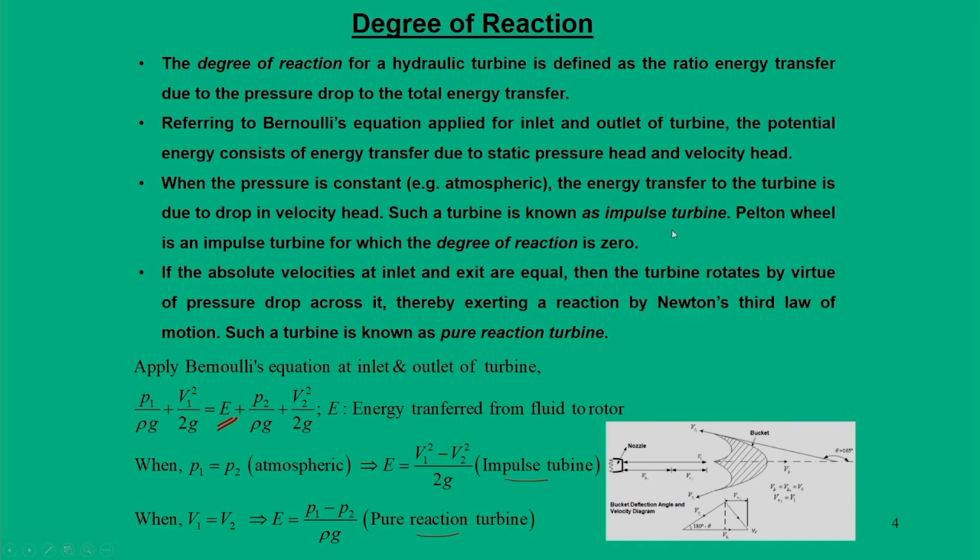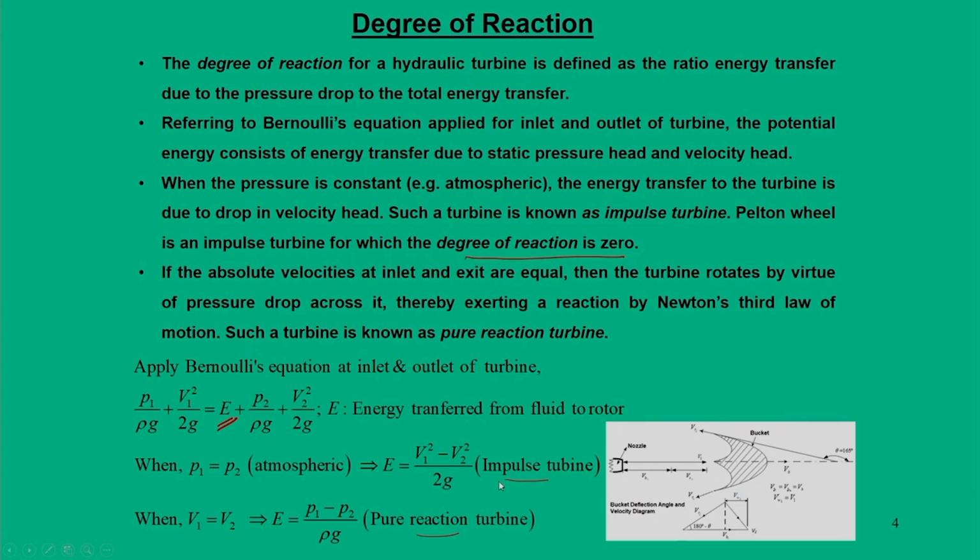If you take pure impulse, it is a Pelton wheel, and for this Pelton wheel we can say its degree of reaction is 0. Now, when you say pure reaction, the energy transferred from the fluid to the rotor is by virtue of the pressure drop, which exerts a reaction by Newton's third law of motion, and such a turbine we call a reaction turbine.